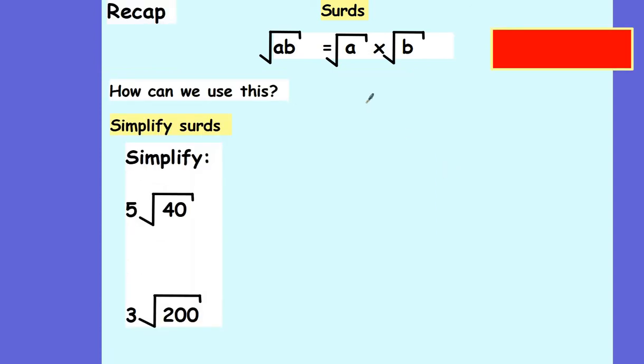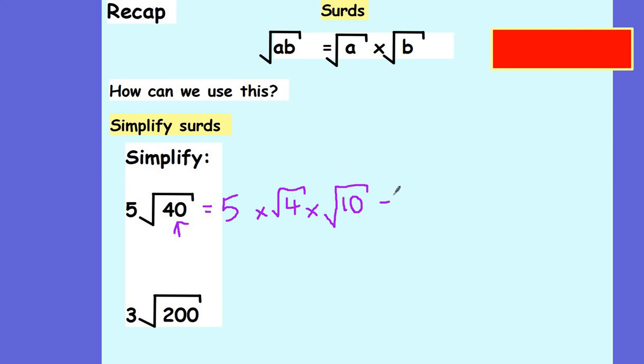Okay, we're going to look at using the rule again, but in a slightly different way. These surds have already been simplified, but we can simplify them further. And we know this because there's a square number that's a factor of 40, and that's 4. So I can write this first one as 5 times the square root of 4 times the square root of 10.